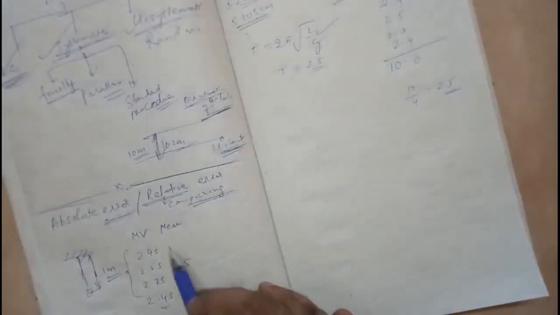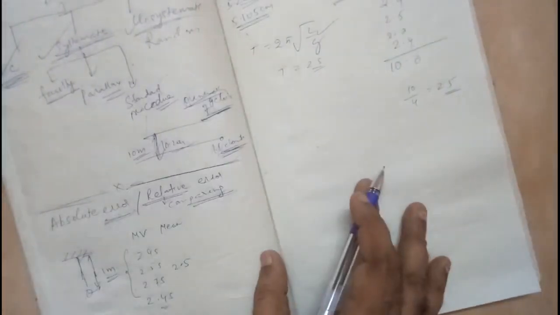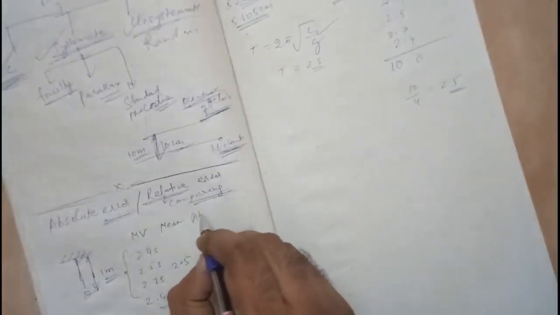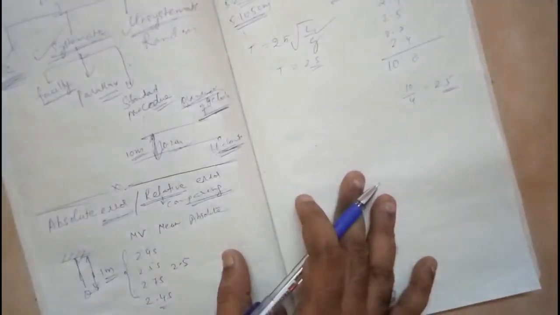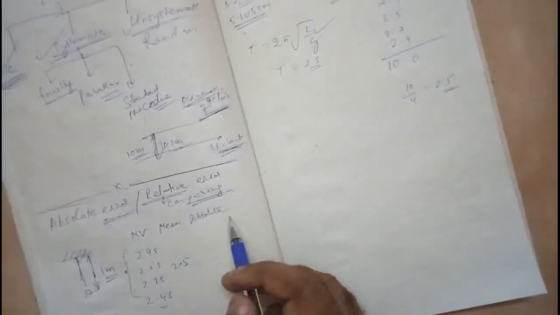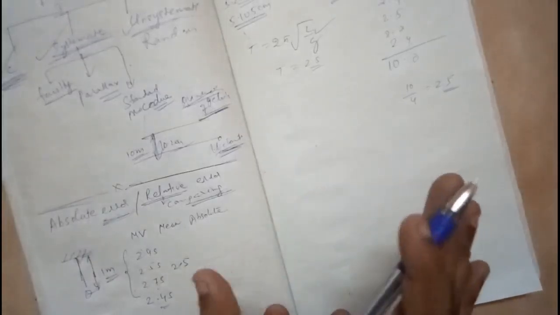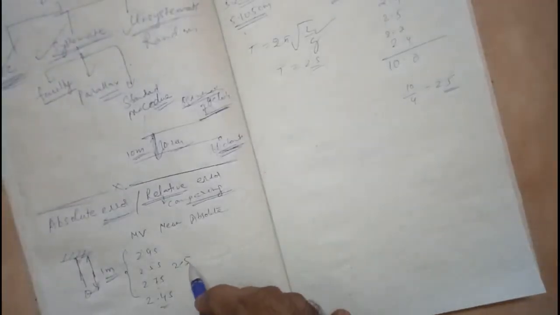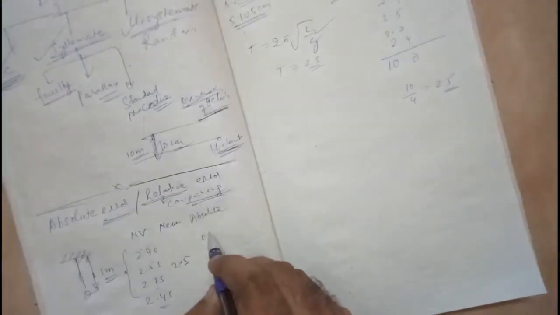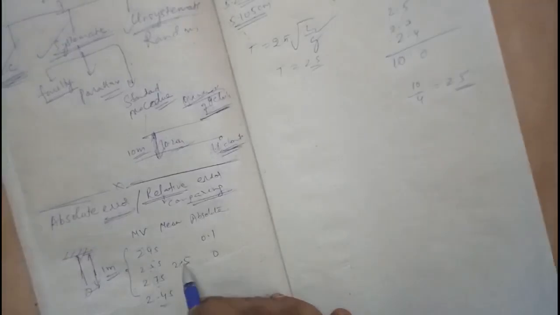Okay, so what is the error? We will take the absolute error. Absolute error means simply write the difference. 2.5 minus 2.4 or 2.7 minus 2.5. You have to take the positive value. Okay, so 2.5 minus 2.4, this is 0.1. 2.5, 2.5, 0. 2.7, 2.5, 0.2.